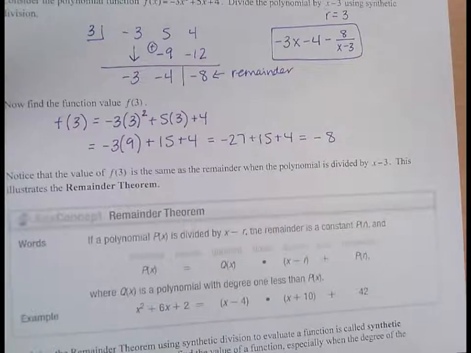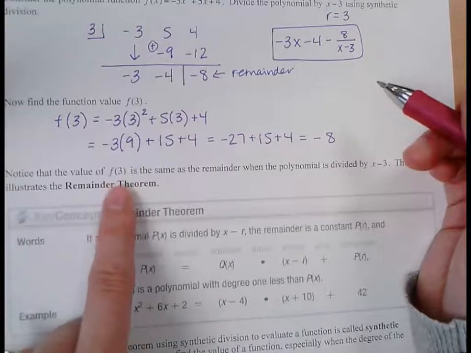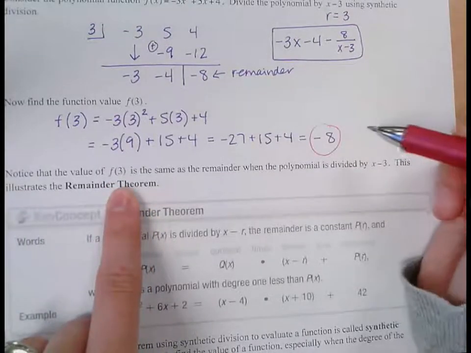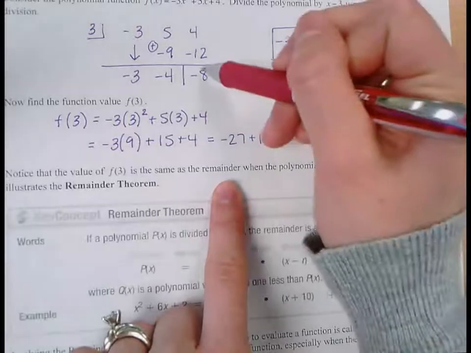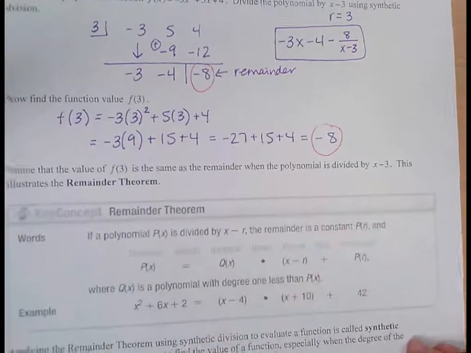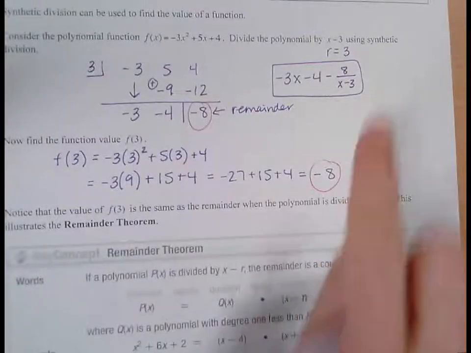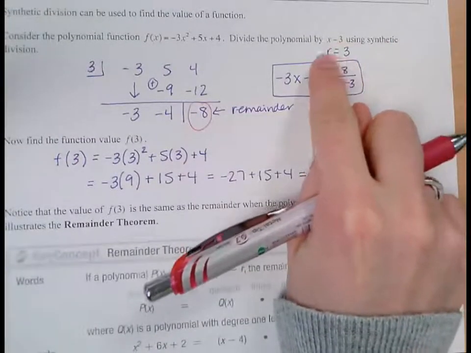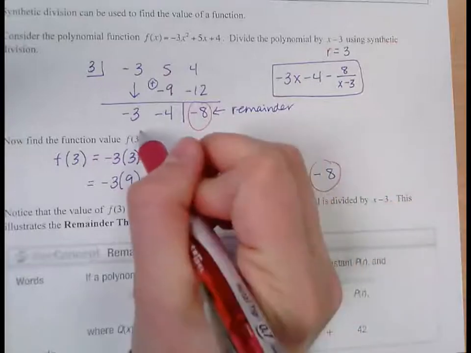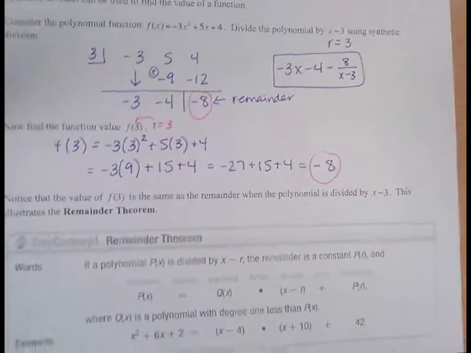Okay, so here's what I want you to notice. Again, we're leading into how we use synthetic division to find a function value. Notice, it says here at the bottom, the value of f of 3, which is negative 8, is the same as the remainder, which was also negative 8, when the polynomial is divided by x minus 3. So whenever you're finding a function value, like in this case, when we divided by x minus 3, the r value is 3. So that means f of 3, that 3 is your r value.